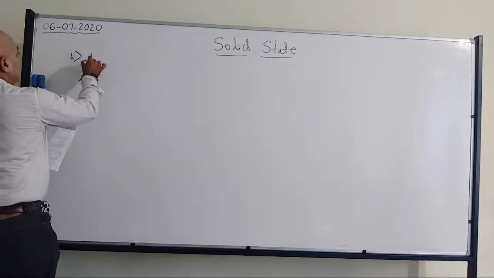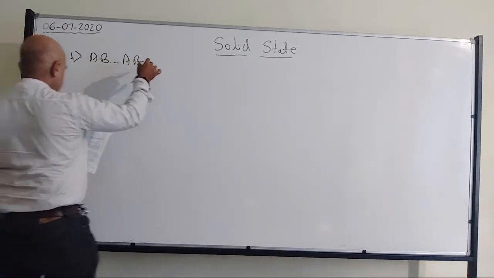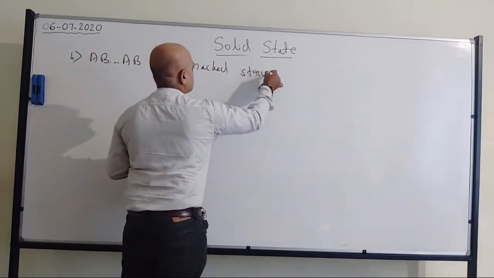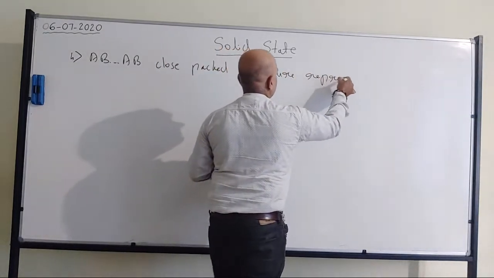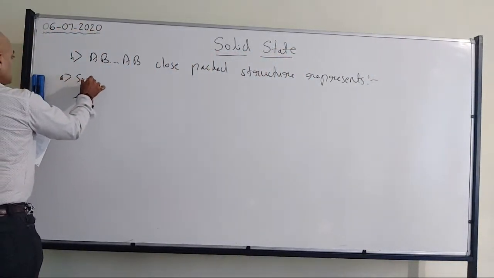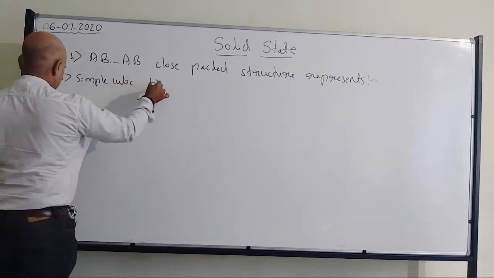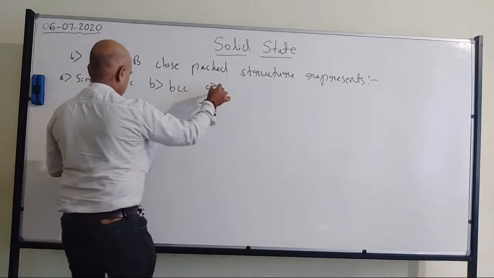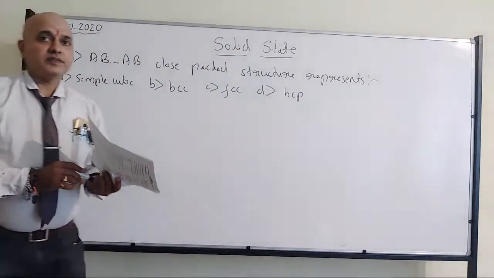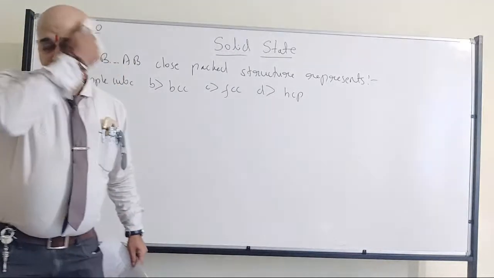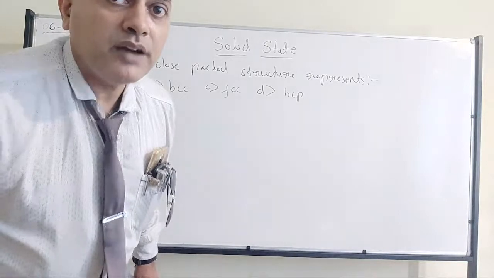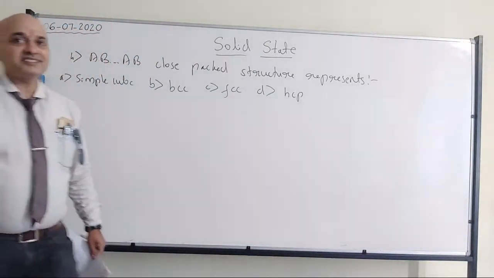Question number 4. AB close packed structure represents: A, simple cube; B, BCC; C, FCC; and D, SCP. So AB type of packing, this one we have discussed already in the theory part. Okay, Bhanu Kumar is writing D. Oh, very fast, very good.